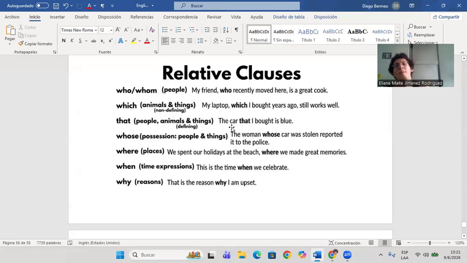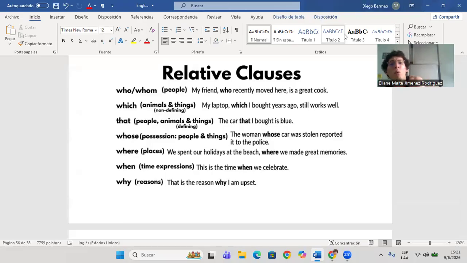The third one, the car that I bought is blue. This is defining. It is not between commas, and also it's crucial information, because otherwise we wouldn't be able to guess if your car is blue or is red or is black or yellow or what color it is.